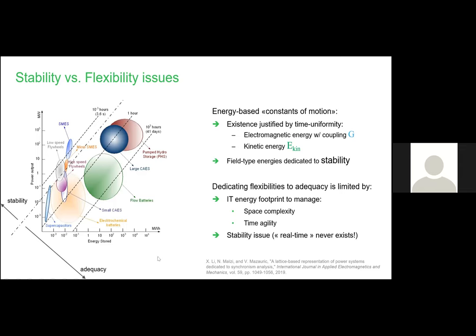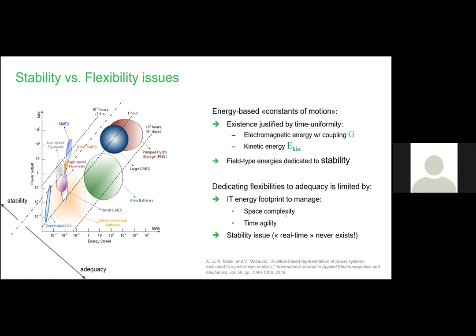Okay, what I have to introduce is that the question of adequacy, which is the main point discussed in the transformation of the power system, should be faced with these two constants of motion. And basically, what we have to consider is how the flexibilities are bounded by their energy footprint in order to manage them.